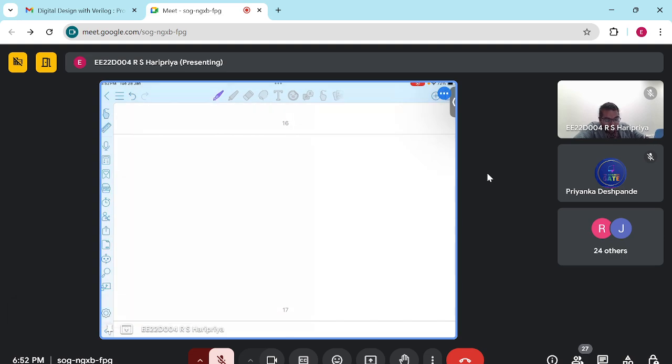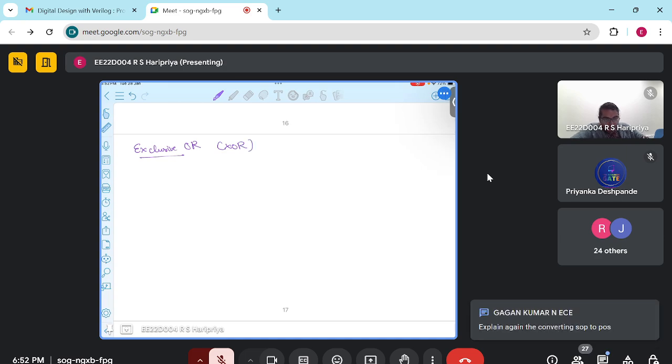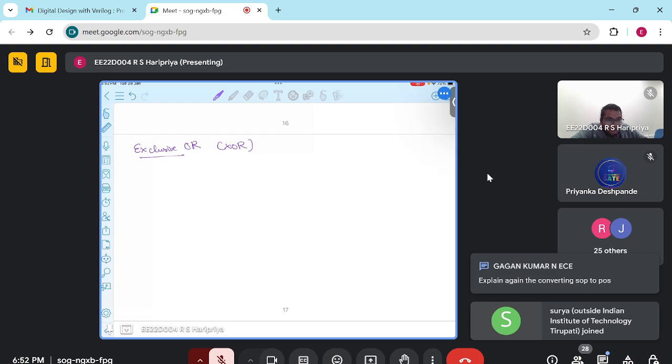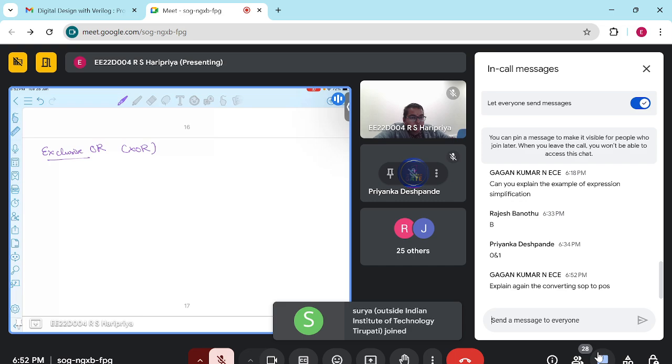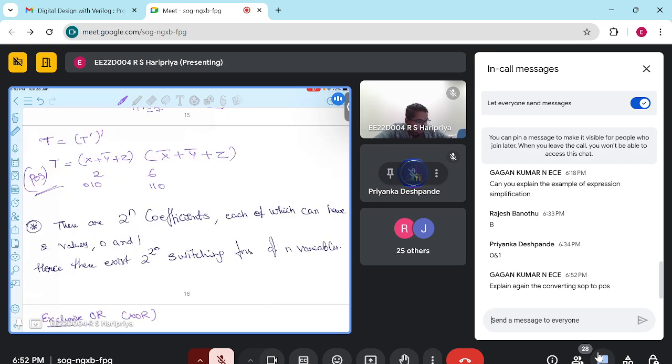Okay, so if we consider the next gate, exclusive OR gate... okay, explain again the converting SOP to POS form.